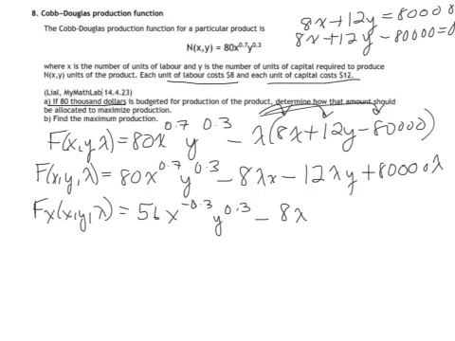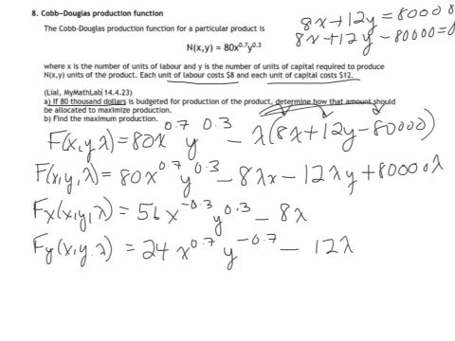Then we have the first derivative with respect to y of x, y, lambda. And so we have 80 times 0.3 in this case, because that's the exponent of y. So that's going to be 24 x to the 0.7 y to the negative 0.7, because that's 0.3 minus 1. And then we have minus 12 lambda. The negative 8 lambda x is a constant in this case, and so is the 80,000 lambda.